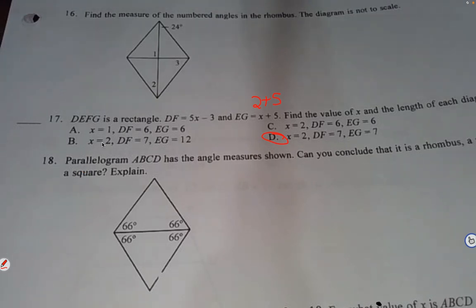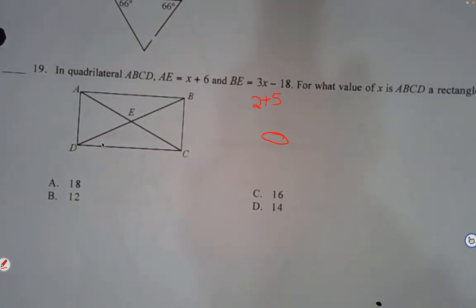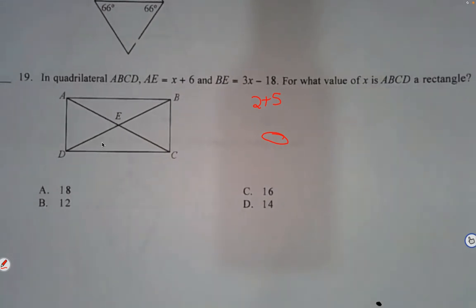Number 18. Can you conclude that this is a rhombus? Yes. What's our rule about a rhombus? If the diagonal bisects the angles, it's a rhombus. Did the diagonal bisect those? They're equal. So yes, that was 18. It is a rhombus because the diagonals bisect two angles. Okay, I'll erase that. Hold on. Y'all can, but you don't have to.